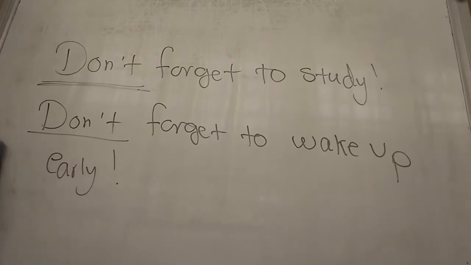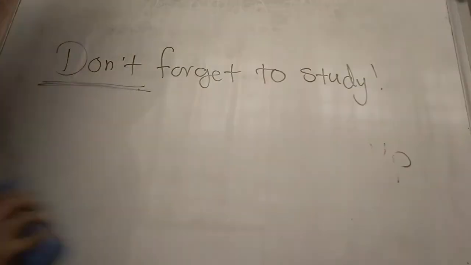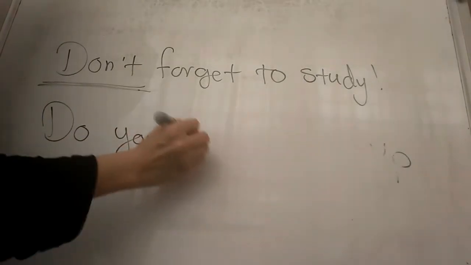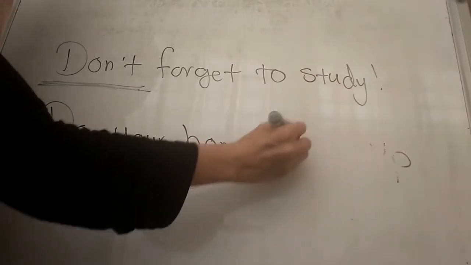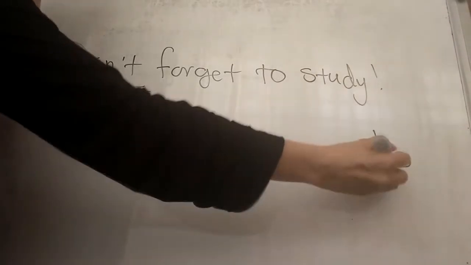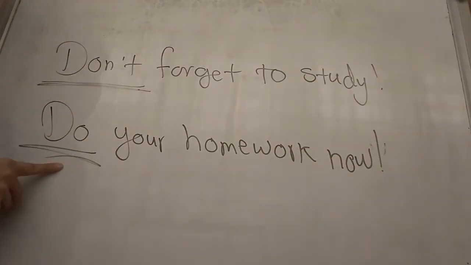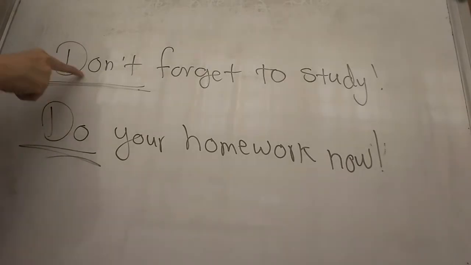like do your homework, for instance. Like when we say do your homework, like do your homework now. Starting with do and not don't. What does that mean? It means that if you say do your homework now, this is an instruction to do something right now. But when we say don't forget, like don't forget to study, this is a reminder.